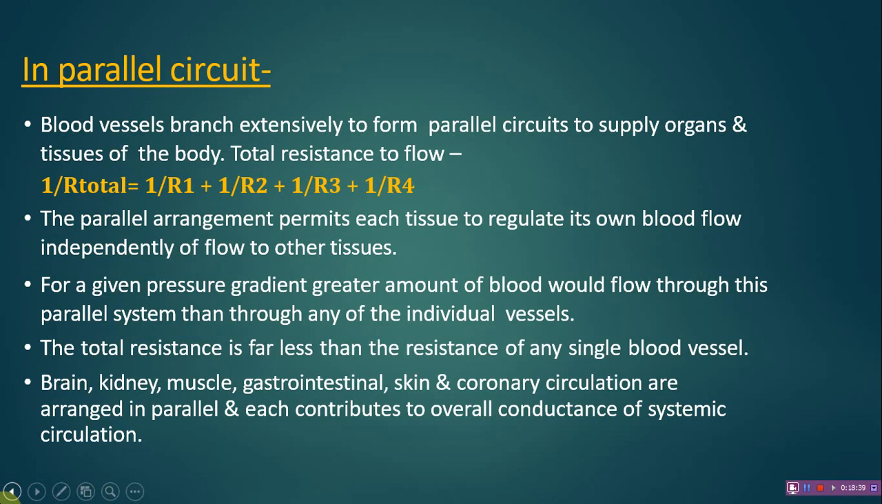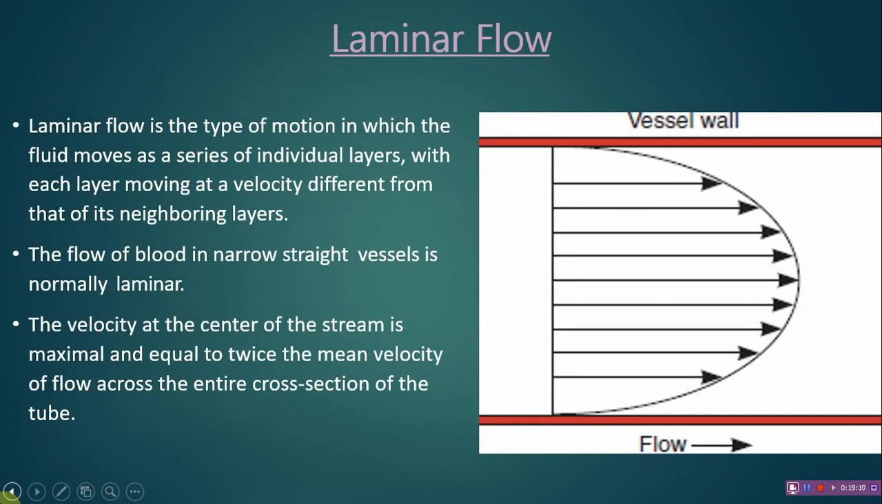For a given pressure gradient, a greater amount of blood would flow through this parallel system than through any of the individual vessels. The total resistance is far less than the resistance of any single blood vessel. In this system, adding more vessels to the circuit reduces the total vascular resistance. Brain, kidney, muscle, gastrointestinal, skin, and coronary circulation are arranged in parallel, and each contributes to the overall conductance of the systemic circulation. Now, we should know about the laminar flow.